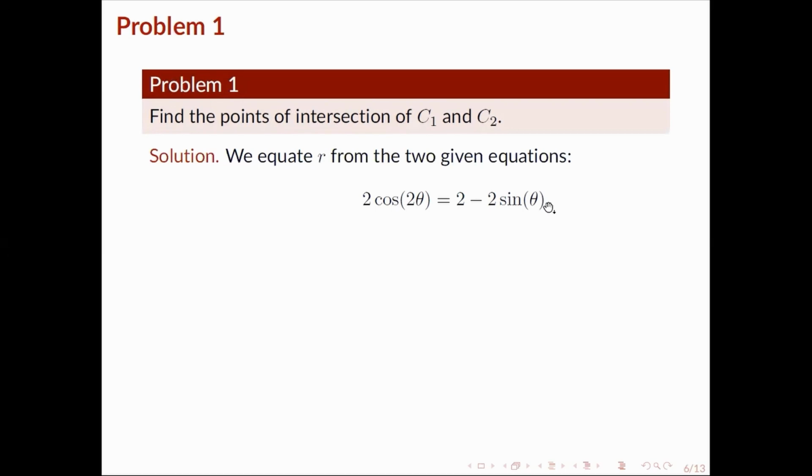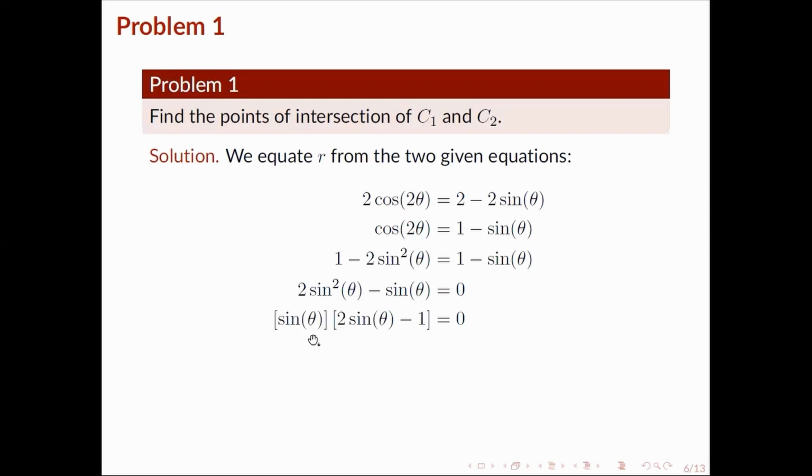So if we equate the two given equations, we have 2 cosine of 2 theta is equal to 2 minus 2 sine theta. Since we have 2 on both sides, we can divide this out. So we get cosine of 2 theta equals 1 minus sine theta. And we know from its identities that we can replace cosine 2 theta by 1 minus 2 sine squared theta, equals 1 minus sine theta. Then cancel 1 from both sides, and move the negative 2 sine squared theta to the right side. And we will get 2 sine squared theta minus sine theta equals 0. Then, factor out the sine theta, and you have sine theta multiplied by the quantity 2 sine theta minus 1 equals 0. So we have sine theta equals 0, or 2 sine theta minus 1 equals 0.